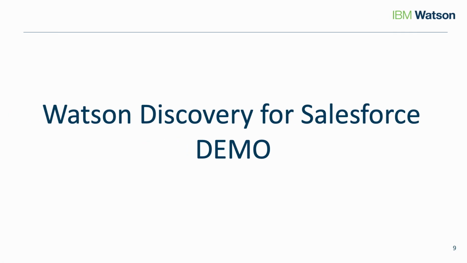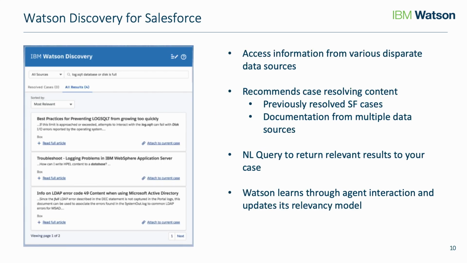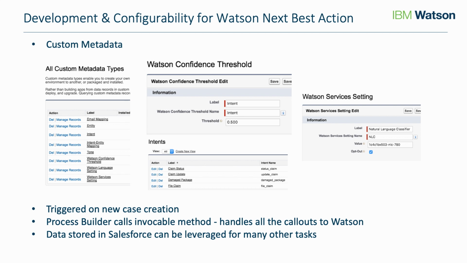So those are some of the end products that we have today in production out there. Discovery for Salesforce, you can get at App Exchange. Next best action with Watson, you reach out to IBM, it's a services offering we can deploy for you. Now we want to talk a little bit about the development and configurability of what we've built.